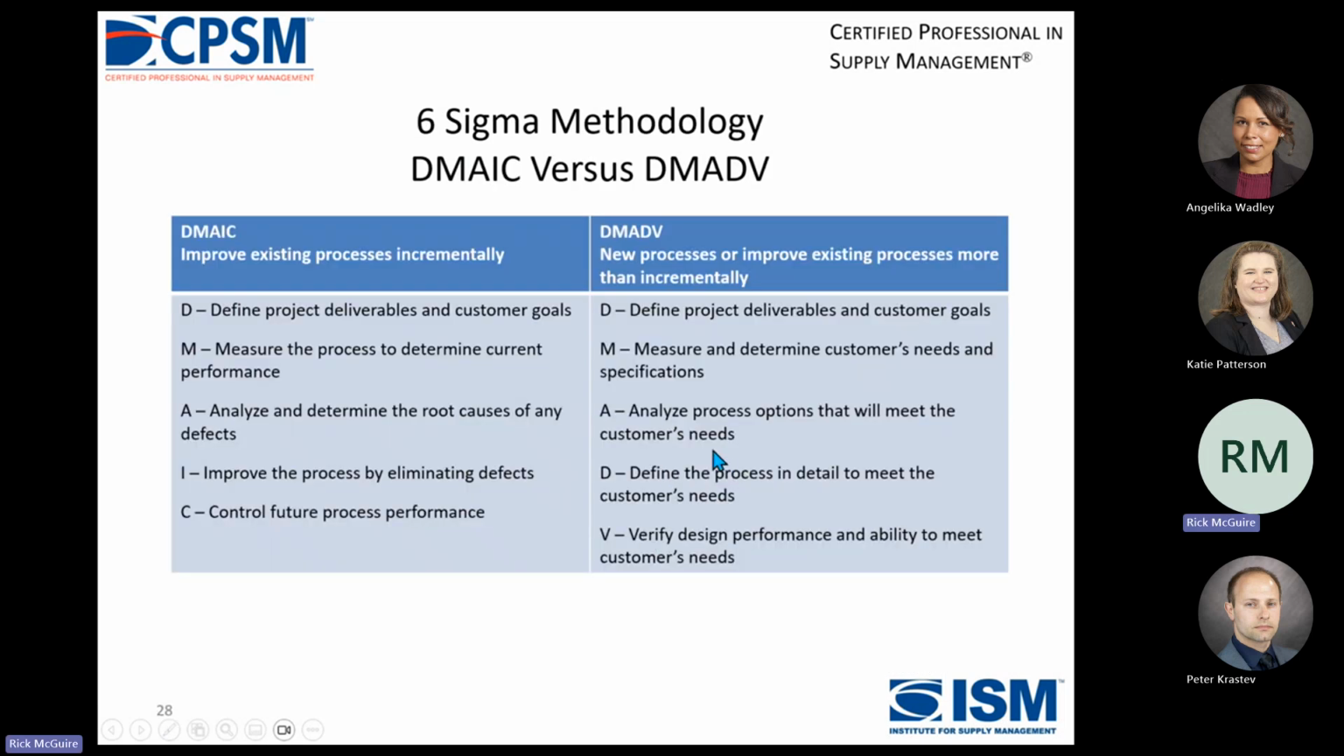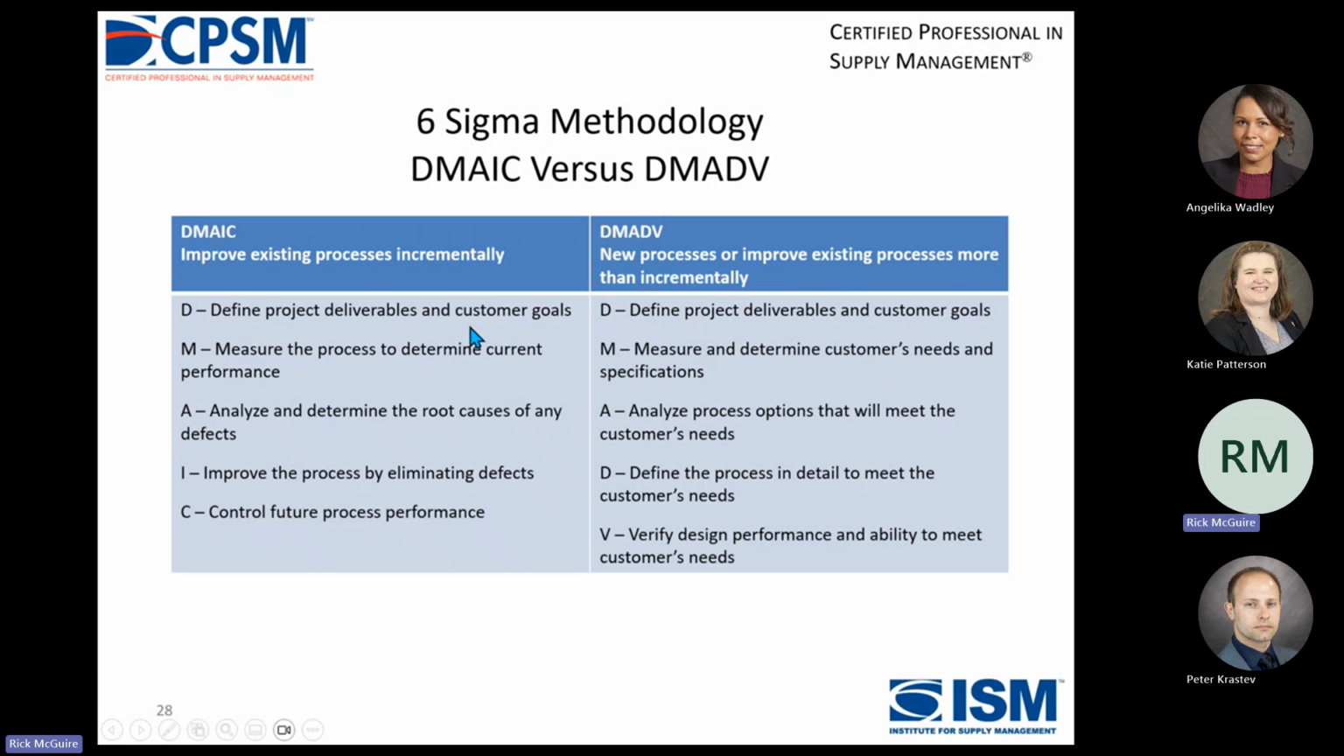Six Sigma methodology, DMAIC versus DMADV. So DMAIC is to improve an existing process incrementally. So it's something you're making out on the floor, and you use this process to improve it systematically. And DMADV is for new processes or to improve existing processes more than incrementally. You want big improvements, but usually it's used for new processes.